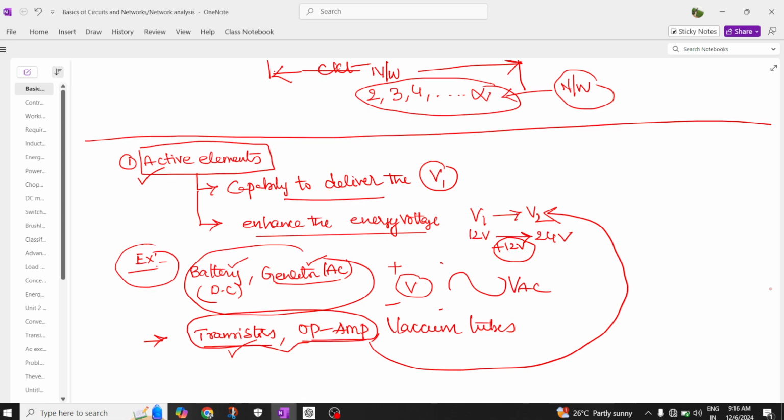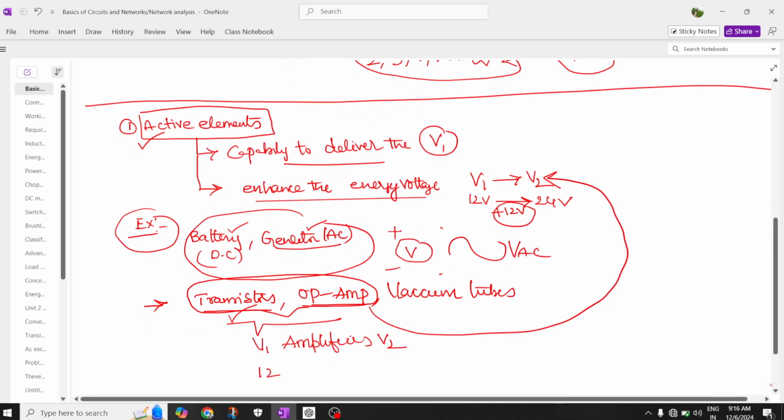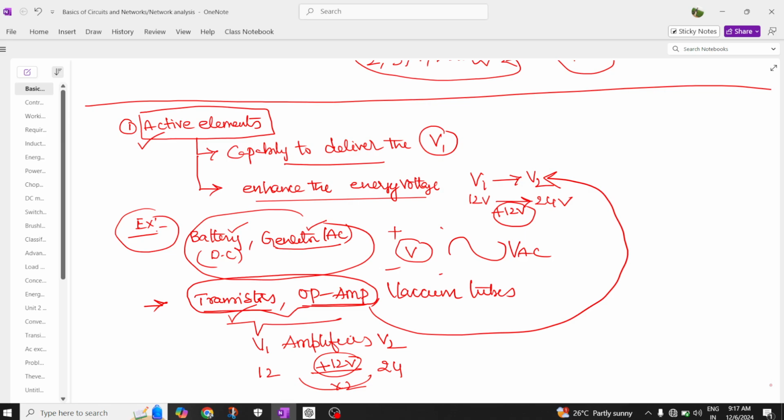Operational amplifiers also perform this; transistors and amplifiers you will understand in the upcoming classes. These are also called amplifiers, which amplify the voltage level from V1 to V2. If we take V1 as 12 volts, it may be amplified to 24 volts by adding a voltage of 12 volts, or scaling 2 times. These are the best examples to understand active elements. So this is all about active elements.